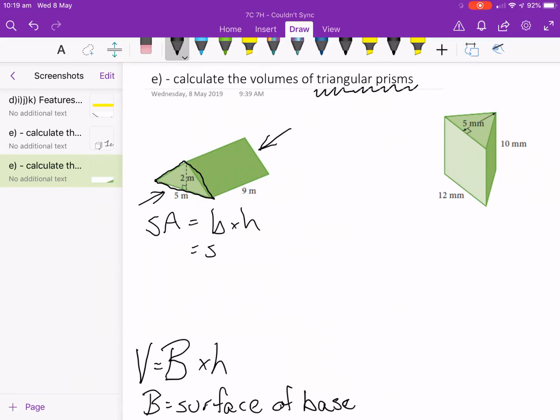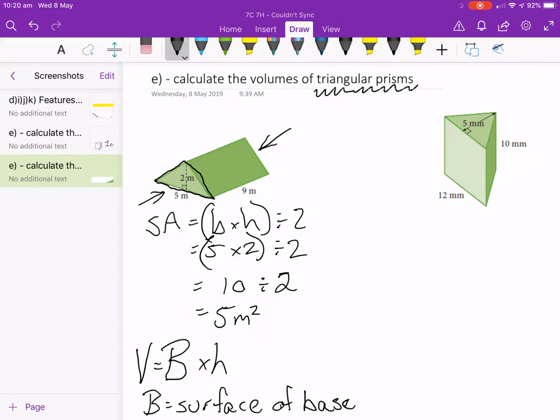In this case it's going to be 5 times 2. But don't forget, we've got to divide it by 2 because it's a triangle. So 5 times 2 divided by 2. So it's 10 divided by 2. So our surface area of the base now becomes 5 meters squared.